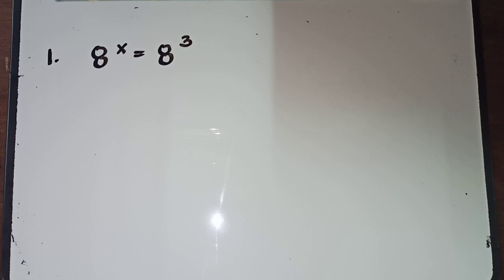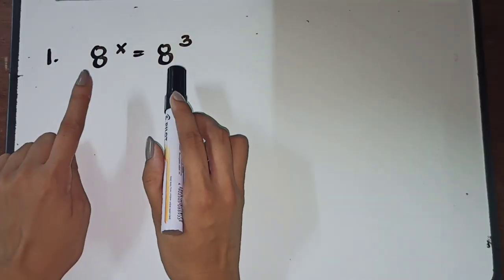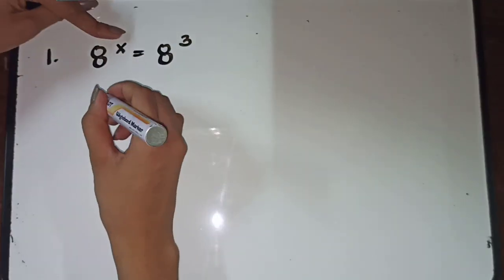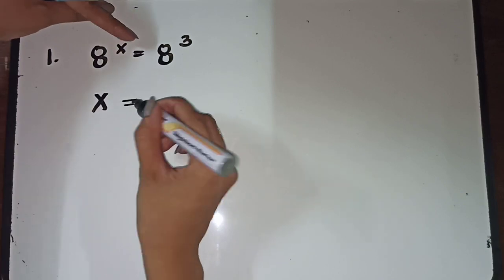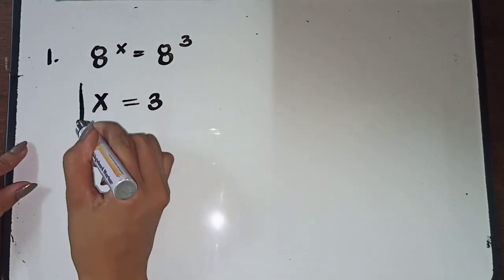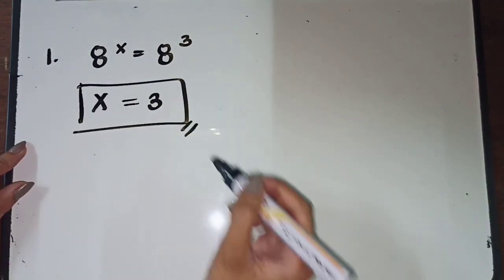So, for example, if I have 8 raised to x is equal to 8 raised to 3, the first step is you need to make the base equal. So, to solve an exponential equation, you need to make the base equal. In this example, equal na po ang base, at kapag equal na ang base, just copy the exponent. So, x is equal to 3. The value of your x is 3.